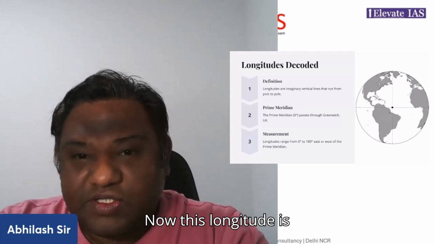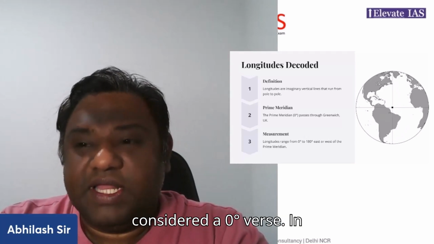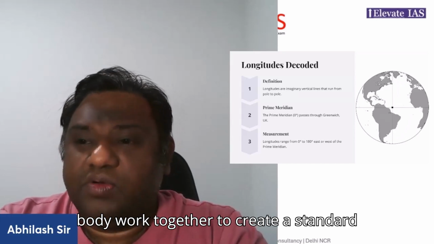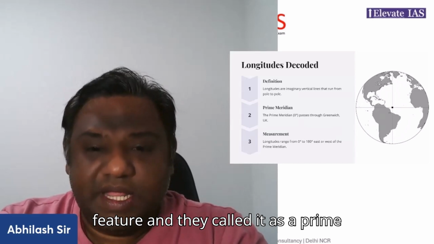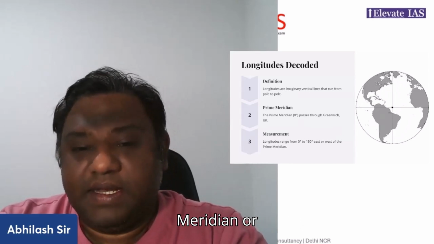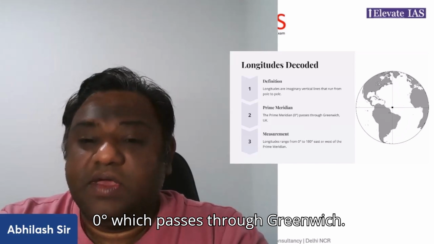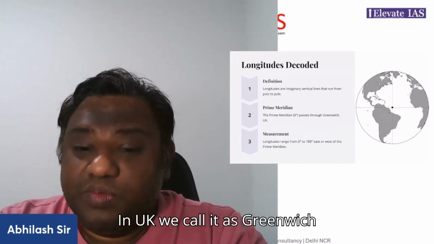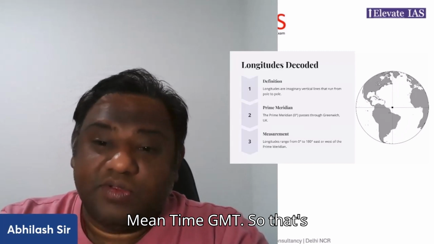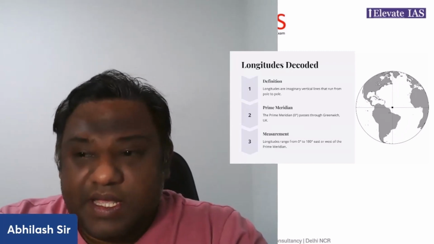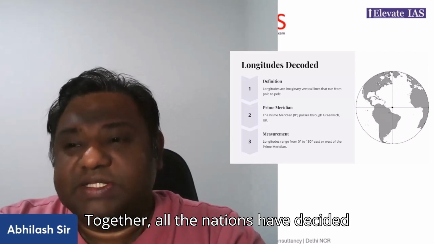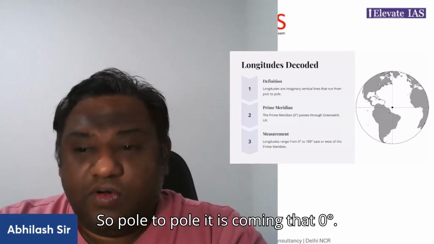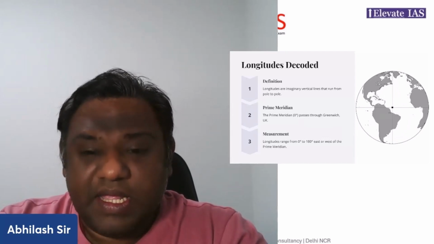Now this longitude was considered 0 degree in 1884. Many international bodies worked together to create a standard, and they called it the prime meridian or 0 degrees, which passes through Greenwich in the UK. We call it Greenwich Mean Time (GMT). All the nations together decided that 0 degree passes through London, going from pole to pole.